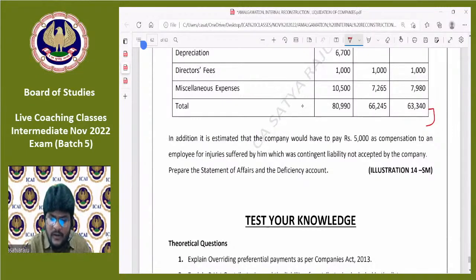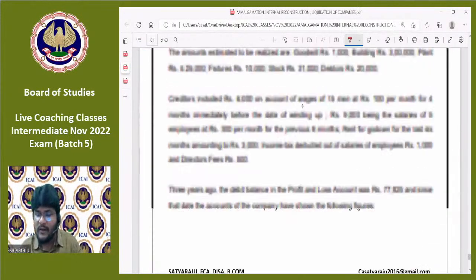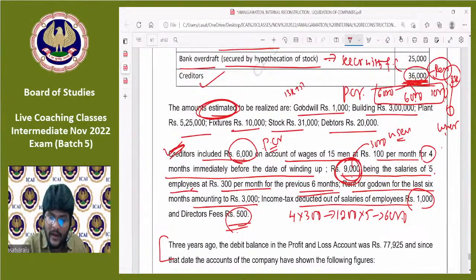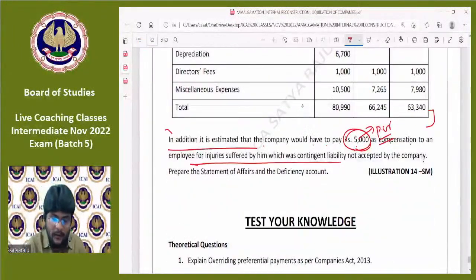In addition, it is estimated that the company would have to pay, apart from the above creditors, 5,000 as compensation to an employee for injuries suffered by him, which was a contingent liability not accepted by the company. But any death or disablement compensation is also a preferential creditor, guys. That means the total preferential creditor was not only this 13,000, but also the 5,000. So 13K plus 5K, total 18,000 is the preferential creditor. That point indirectly he is conveying through this paragraph.